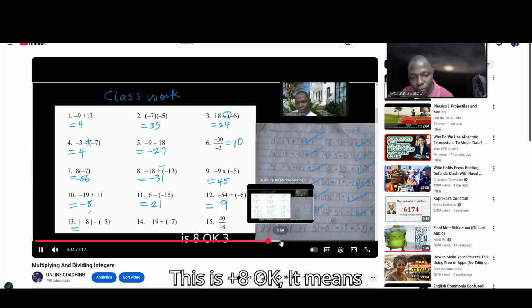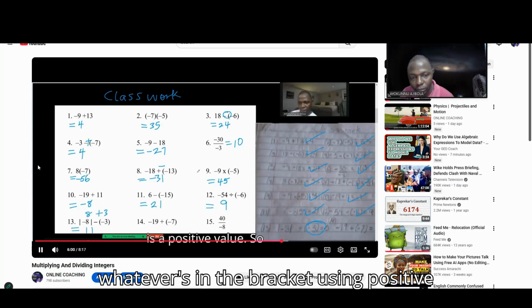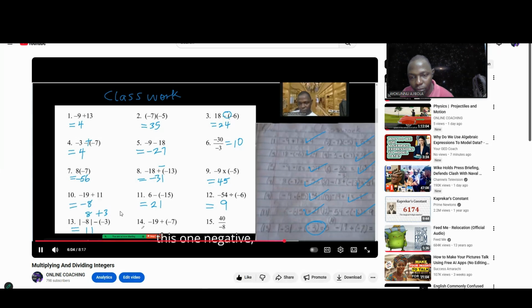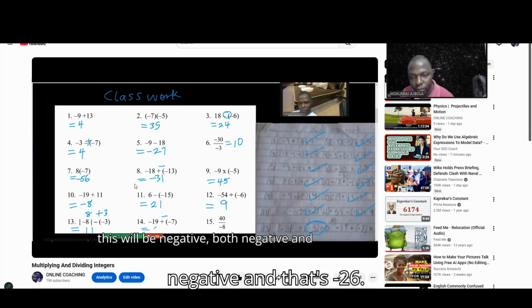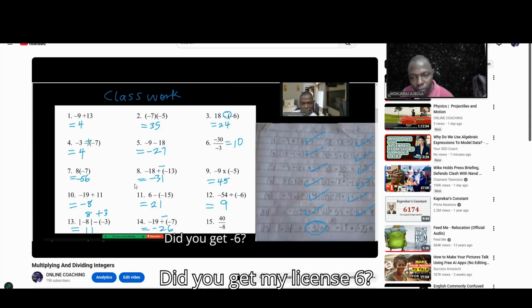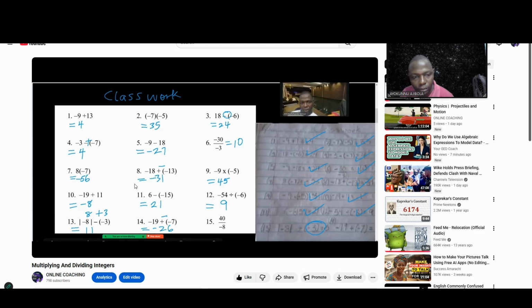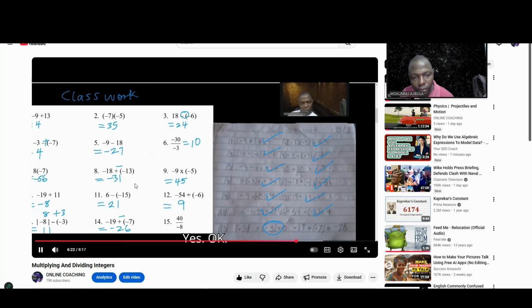This is positive 8, okay? It means whatever's in the bracket, use a positive value. So this will be negative, both negative, and that's minus 26. Did you get minus 26? Yes. Okay.